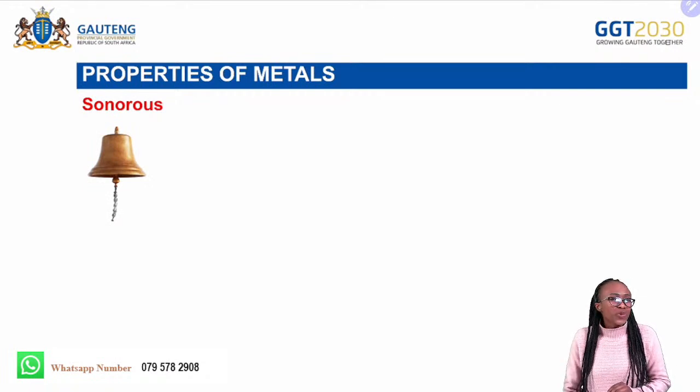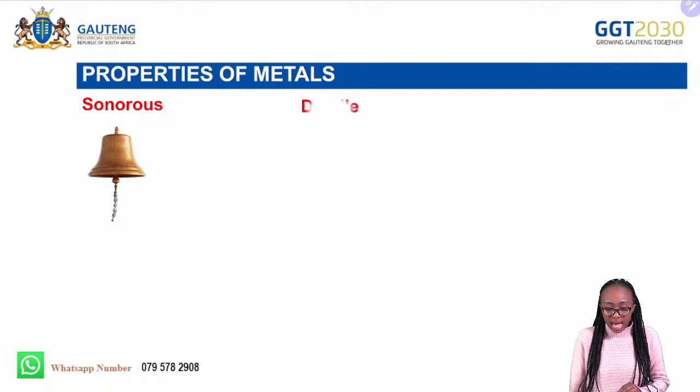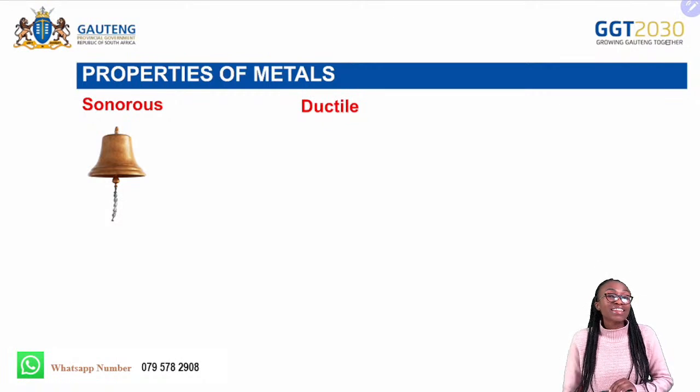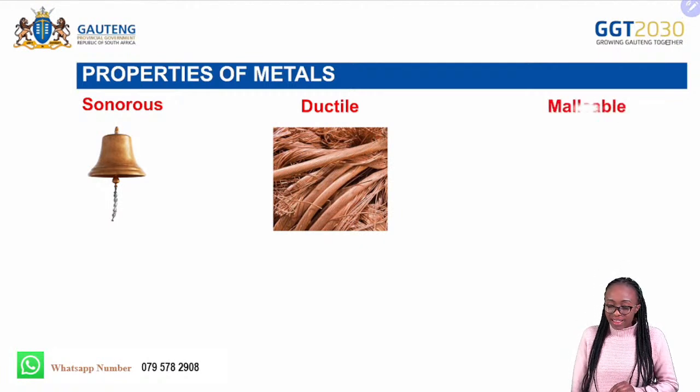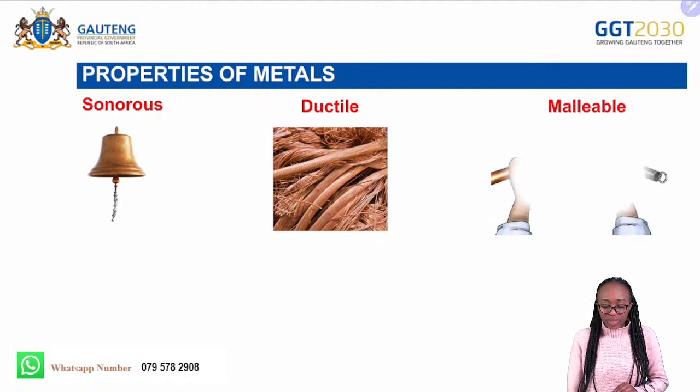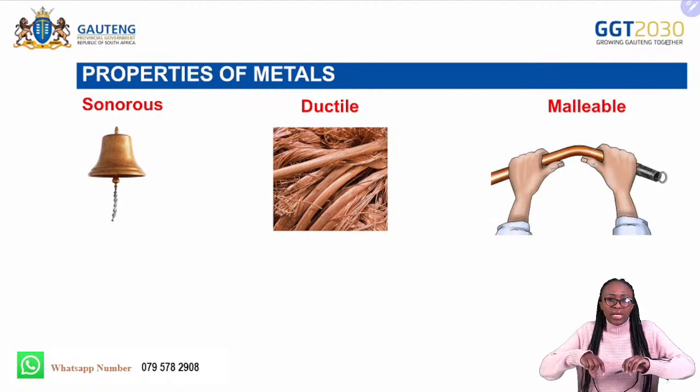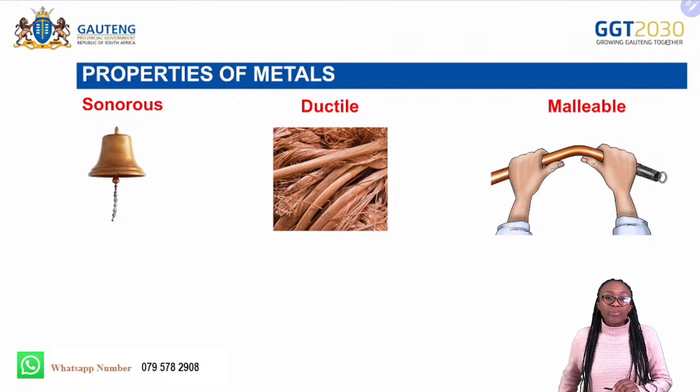That's why at school they have a metal bell. And no matter which part of the schoolyard you are at, you will be able to hear that metal bell because metals are sonorous. The other property for metals is that they are ductile. What does that mean? It means they can be drawn into wire. And then they are malleable. What does malleable mean? They can be bent. They can be hammered into shape. So that is one of the properties.